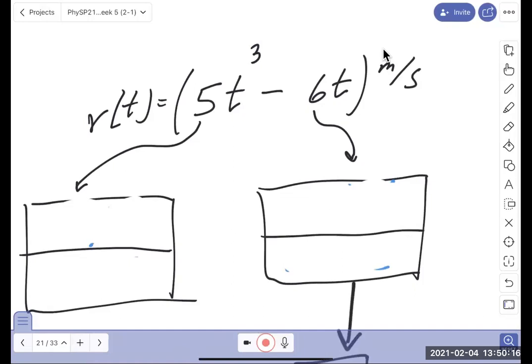Okay, now do the same thing. Tell me what is the 5 and what is the 6? I can help you out. I already know that's going to be meters per and meters per, but now I have to think what goes on the bottom. And I'll give you a hint. This is not seconds cubed, and this is not seconds.